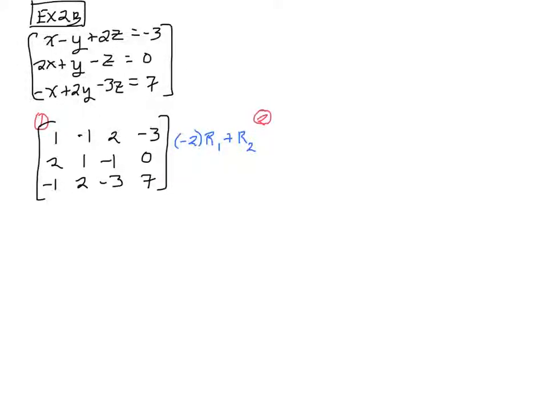And so our first row is not going to change. We get 1, negative 1, 2, and negative 3. Our second row, however, is going to change because we're going to take the first row, which is multiplied by negative 2, add it to 2, that's going to give us 0. Then we're going to take negative 1 times negative 2 is 2, added to 1 is 3. 2 times negative 2 is negative 4, plus negative 1 is negative 5. And negative 3 times negative 2 is 6, added to 0 is 6. And then row 3 does not change.